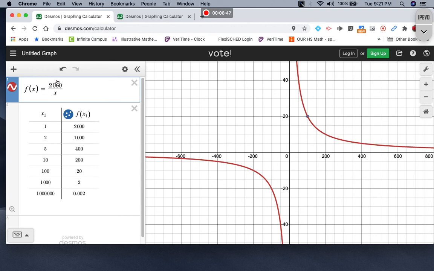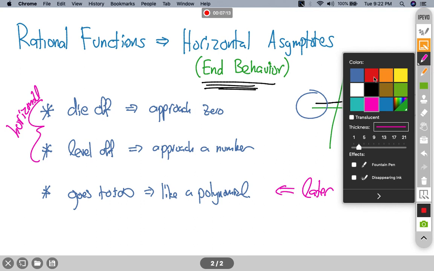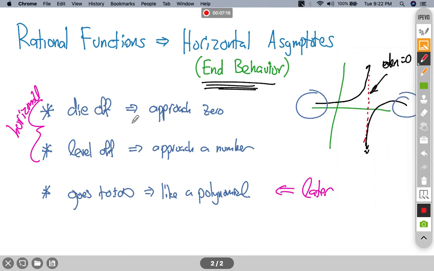And we're going to die off anytime I have a number divided by anything with x in it. So whenever my numerator is just a number and my denominator has x in it, it's eventually going to be 0. You get x big enough and it'll be 0, no matter how big your numerator is. So that's my first case. That's when I have dying off. Let's make a note on here. It dies off when you have your f of x equals some number divided by x.